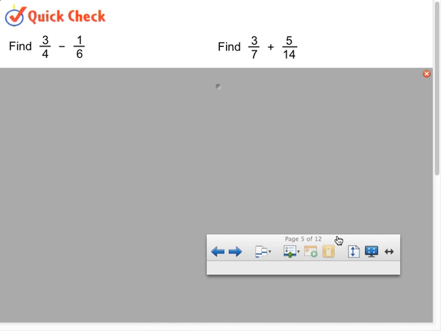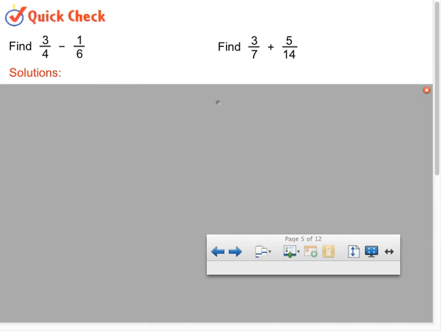So when I rewrite the first problem, what do I get back? 3/4 becomes what? 9/12. What's 1/6 become? 2/12. Okay, very good. And then for the second problem, the LCD is going to be 14. So do I have to rewrite both problems, both fractions? No, I just got to do the 3/7. What's 3/7 going to become? 6/14.